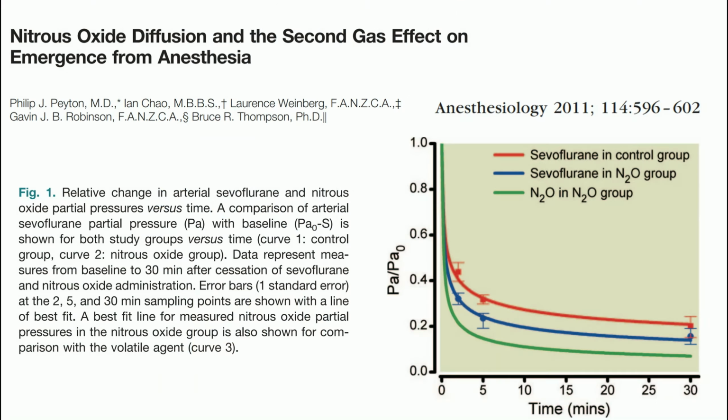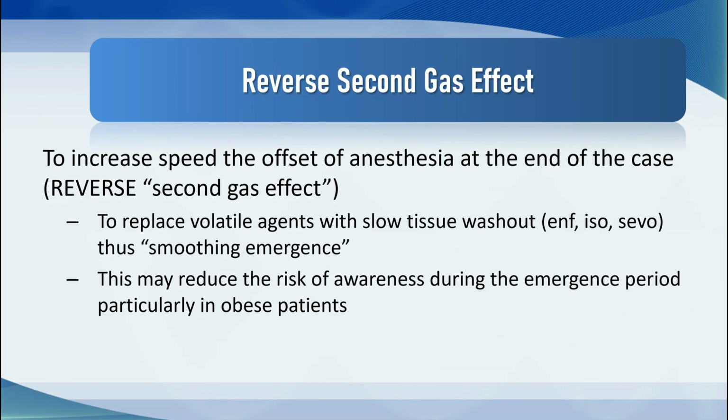Rapid uptake of nitrous oxide accelerates induction by concentrating the accompanying volatile agent. Conversely, at the end of the operation, rapid elimination of nitrous oxide dilutes the remaining volatile agent within the alveolus, accelerating its elimination from blood and brain and shortening emergence. This has been termed the reverse second gas effect. Many anesthesiologists have utilized the reverse second gas effect in practice.